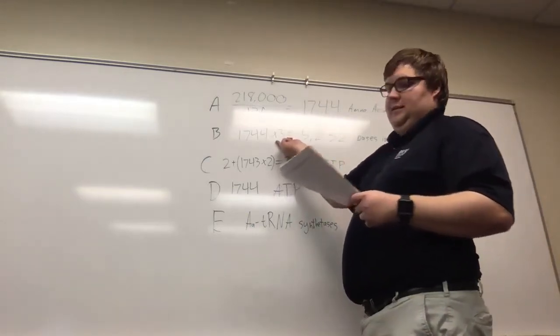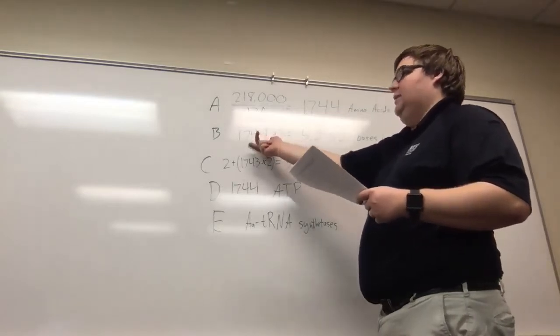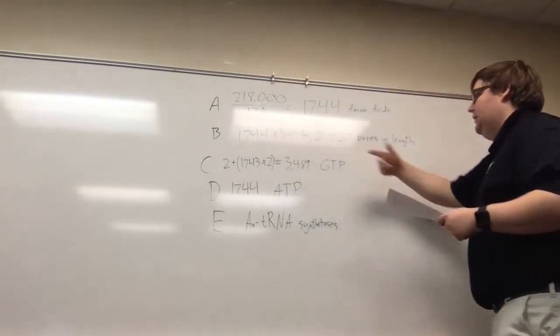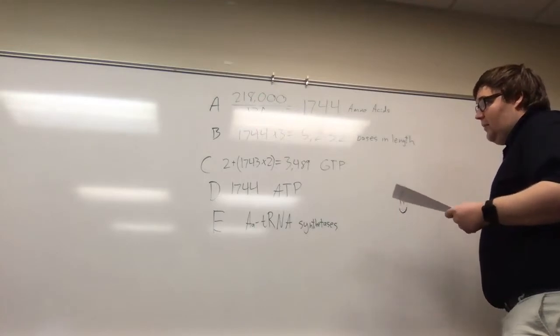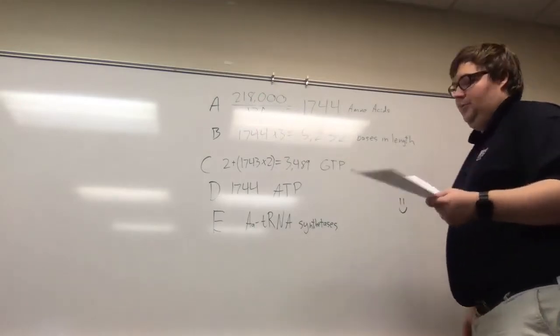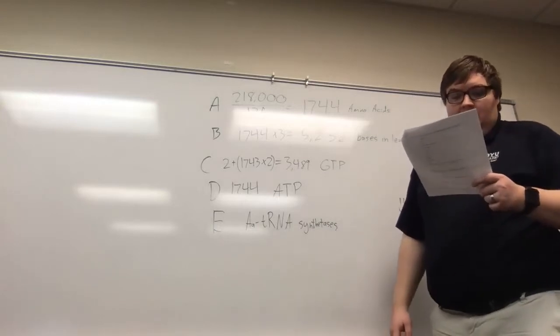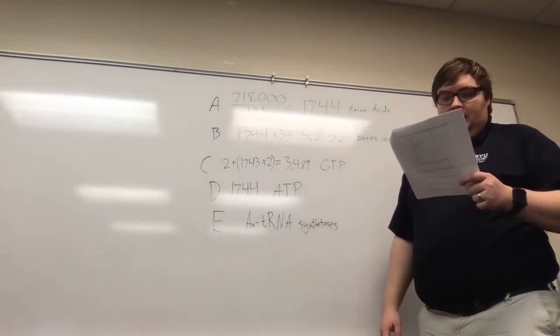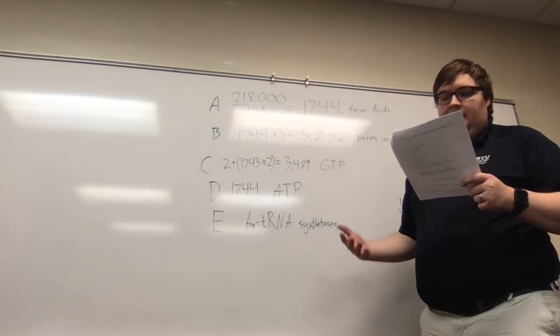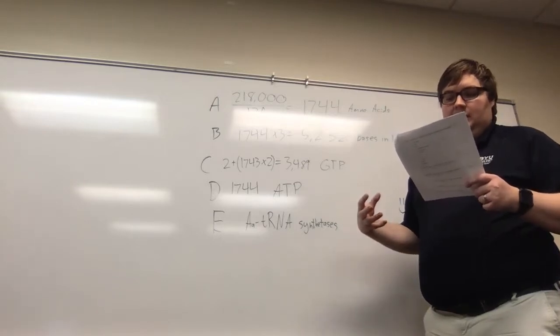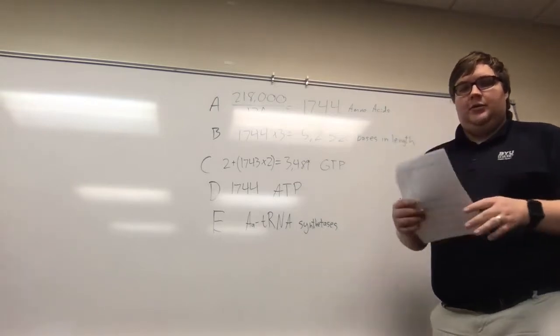The next one is asking how many nucleotides long that mRNA coding region is, and we know that there's 3 nucleotides per codon, and so you just take the number of amino acids, multiply by 3, and you have 5,232 bases in length for that mRNA coding region. And then C is asking how many GTP molecules are consumed to synthesize each copy of protein X.